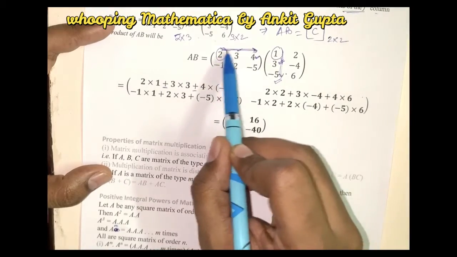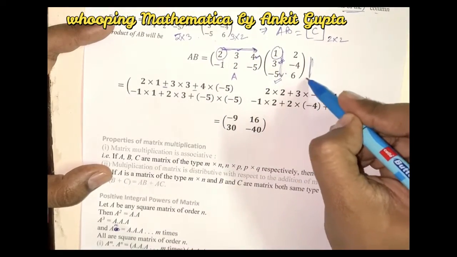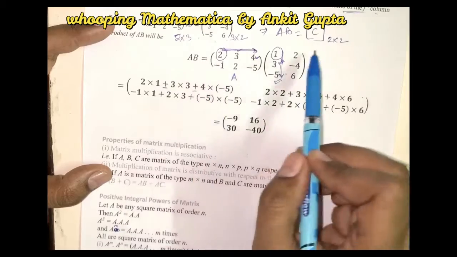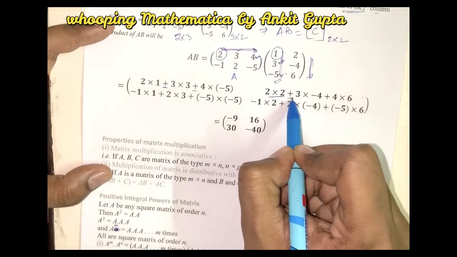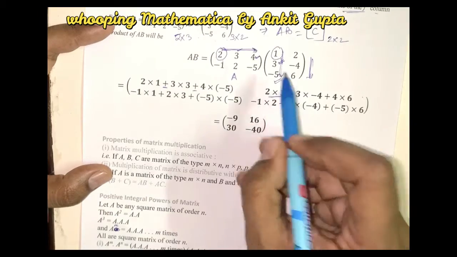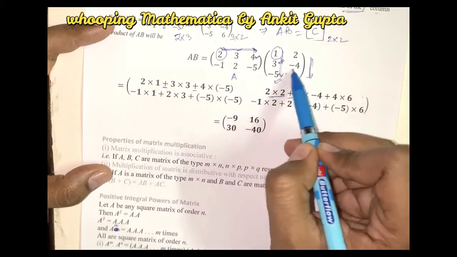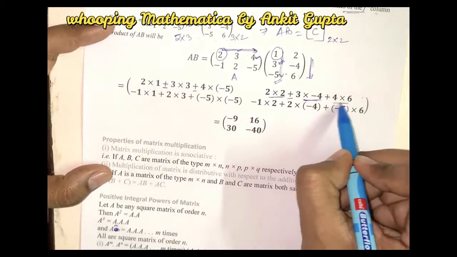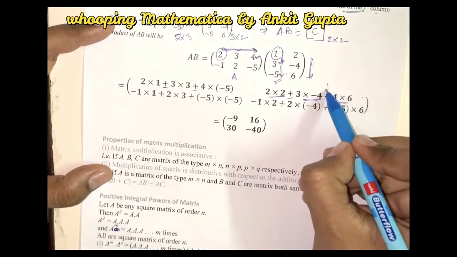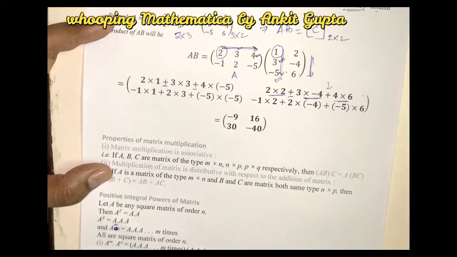We multiplied the first row with the second column also. So if we multiply the first row with the second column, we are going to get 2 into 2 here. Then we are going to put an addition symbol. Again we are going to put a 3 with minus 4 here, and then 4 with 6. We are going to get this thing, and once again we have put an addition sign between them.